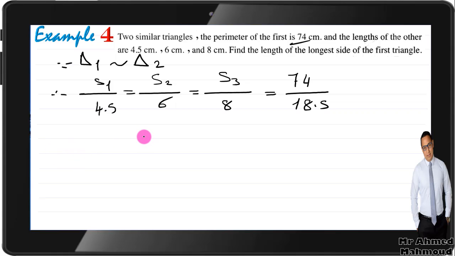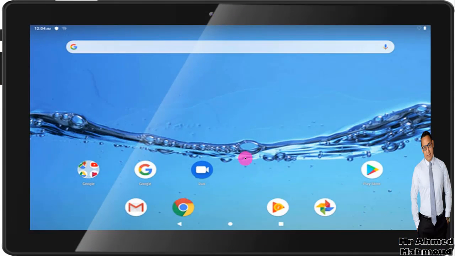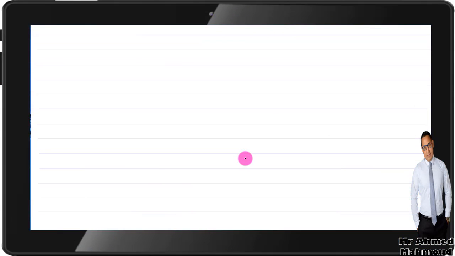Okay, equals the scale factor 4. So I need the longest side, the longest side over 8. So S3 equals 8 times 74 over 18.5. Here S3 equals 32 centimeters. Now we have example 4.